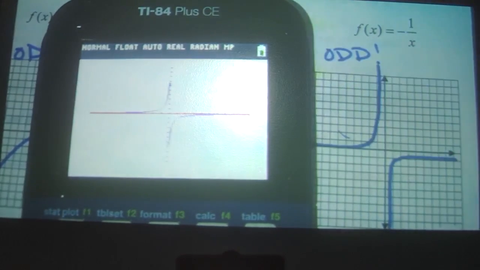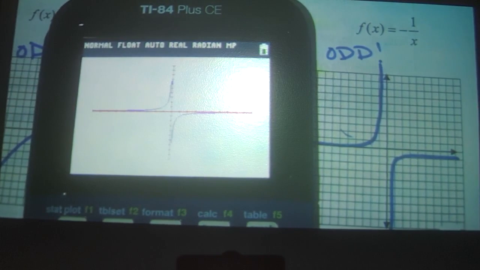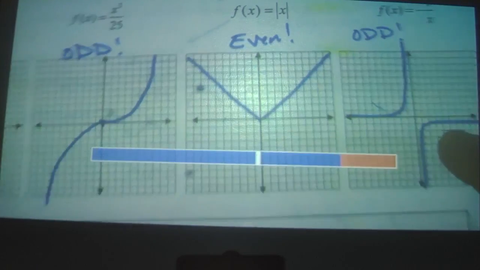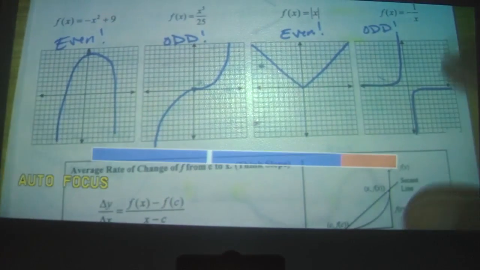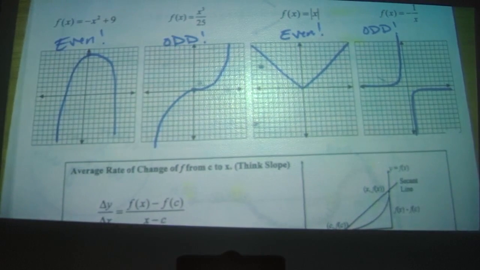So I've given you some examples. If you don't see that it's symmetric to the origin or to the y-axis, then it's neither even nor odd. Okay? So all you have to do is plug these in your calculator, look at them, and you should be able to verify easily whether it's an even or odd function. Is it symmetric to the origin? Then it's odd. Symmetric to the y-axis, even.